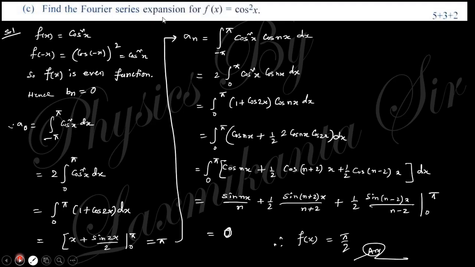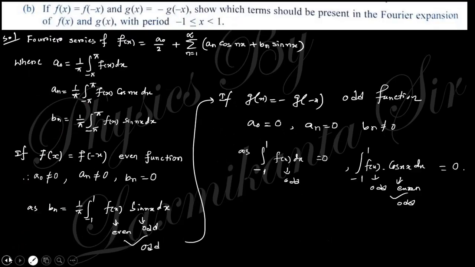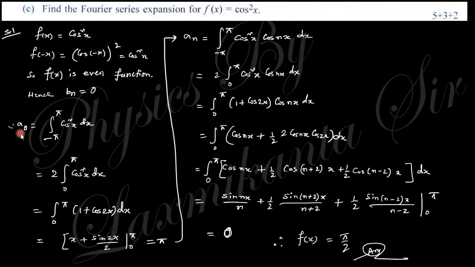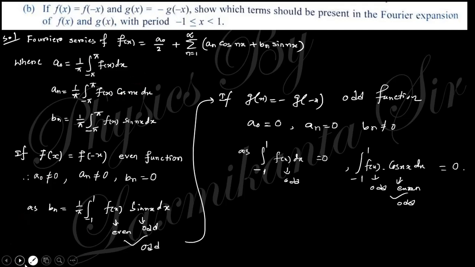Next, find the Fourier series expansion for f of x, that is cos square x. So, this is f of x, and if you take f of minus x, you get cos square x, that is an even function. In case of an even function, we just proved that bn equals 0. So, bn is 0, and only a0 and an need to be found. a0 gives you the value pi, and an, if you integrate this one, gives you 0. So, finally, f of x gives you pi by 2, because there is a 2 here.